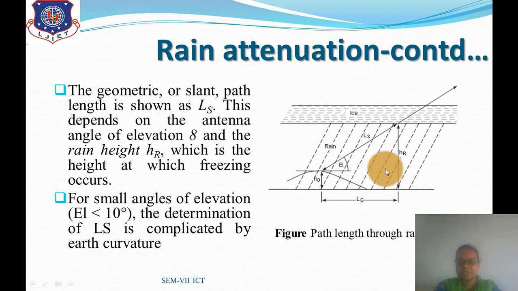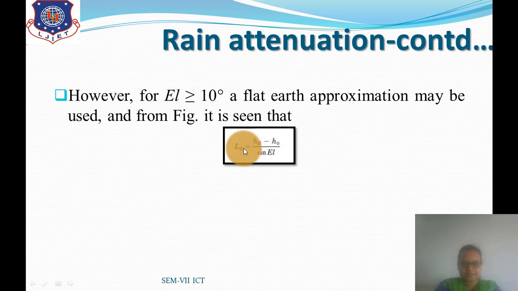Now as you can see in this figure, LS, in terms of the adjacent sine form, we will have HR minus H0 starting from this, right? LS is still here, right? So HR minus H0 divided by sine of elevation angle, that is given with the help of LS.